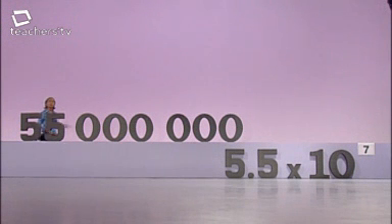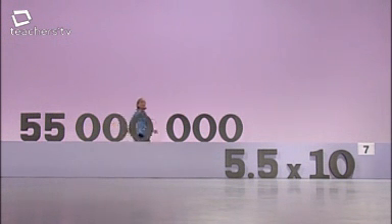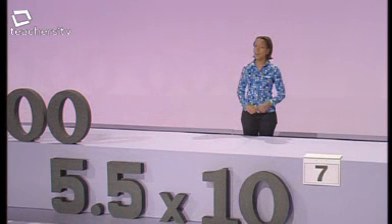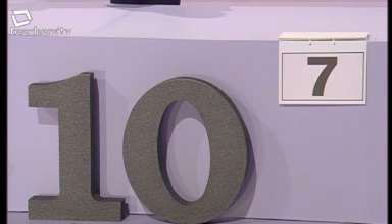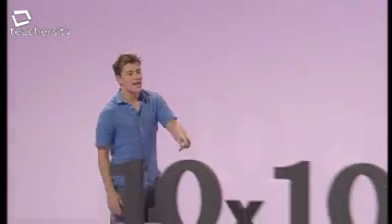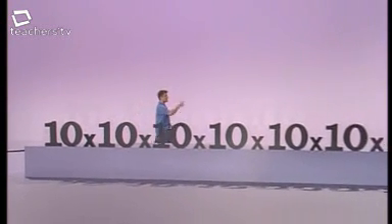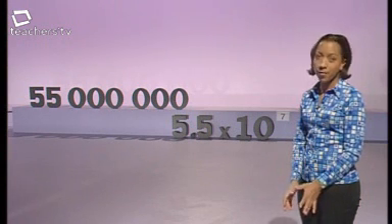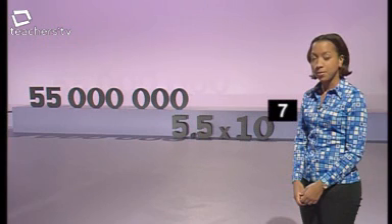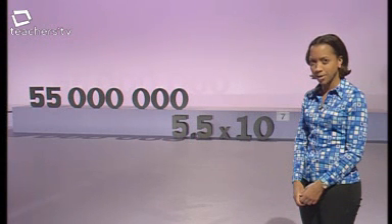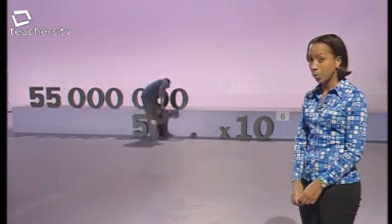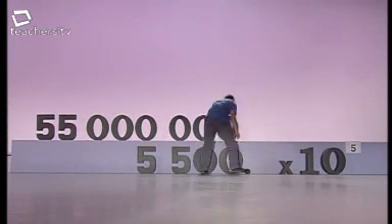Let's say that every day a sweet factory produces 55 million chocolates. In standard form, this is written as 5.5 times 10 to the power of 7. But what does the 10 to the power of 7 mean? 10 to the power of 7 is the same as 10 times 10 times 10 times 10 times 10 times 10 times 10. So 5.5 times 10 to the power of 7 means 5.5 multiplied by 10 7 times. Each time you multiply by 10, the figures move one place value to the left of the decimal point, which gets us back to 55 million.